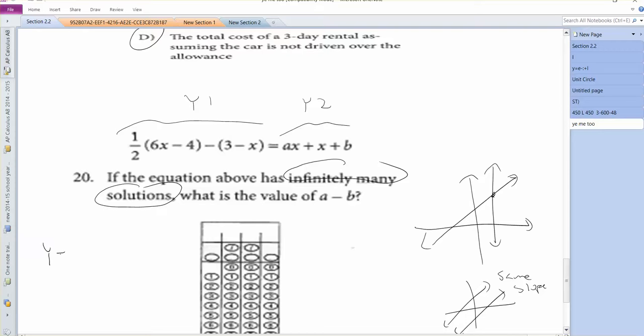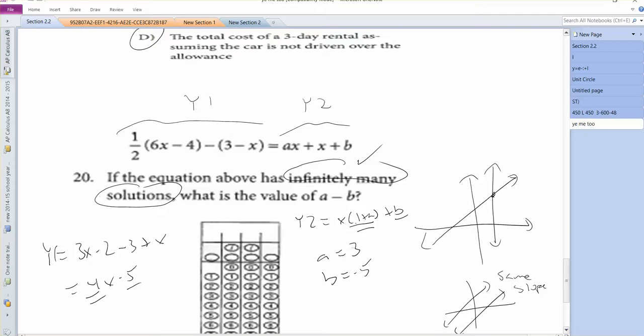So y1, when you clean that up, is 3x minus 2 minus 3 plus x. So you get 4x plus 5. And y2, of course, you could probably factor out an x, so it would be (1 plus a)x plus b. So we see that the slope has to be the same on each side if you want infinitely many solutions. And the y-intercepts have to be the same also. So your b is negative 5. And your a is going to have to be 3, because 1 plus a equals 4. a would have to be 3. So a minus b, 3 minus negative 5, you get 8.